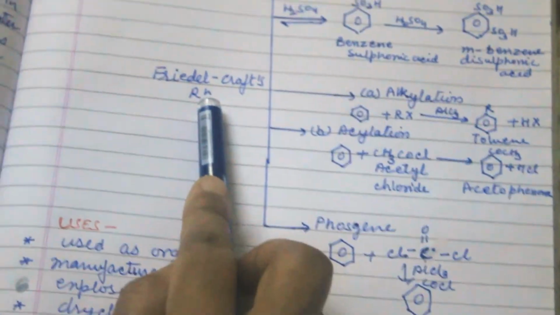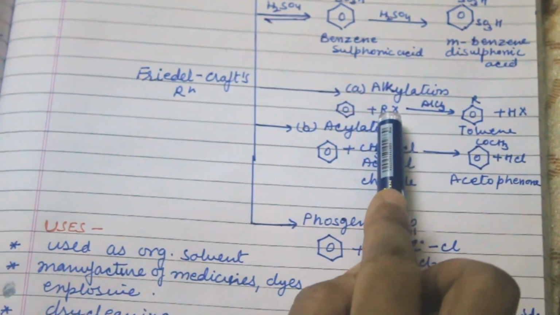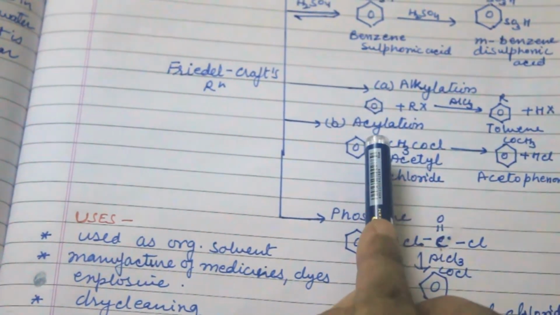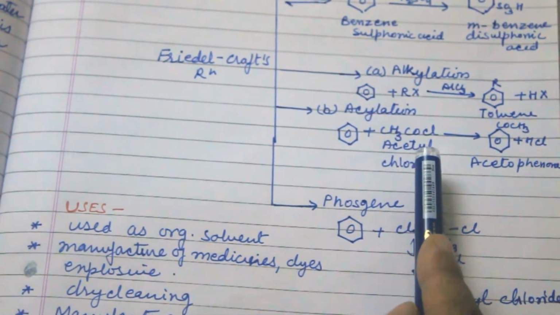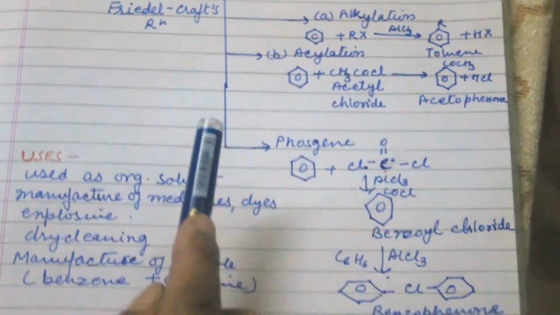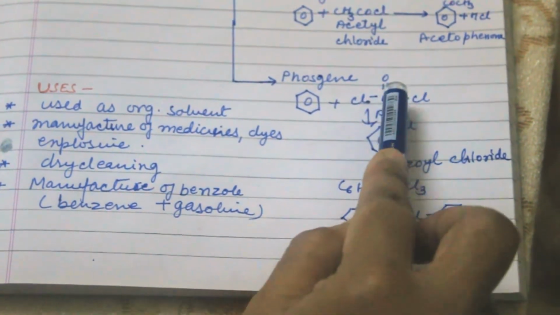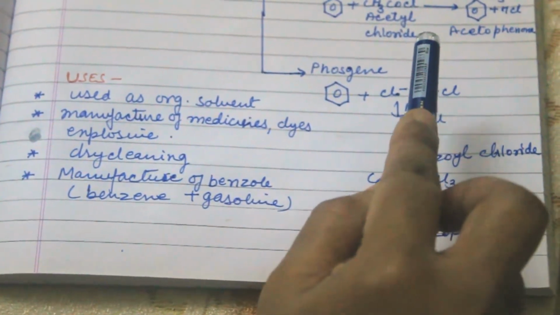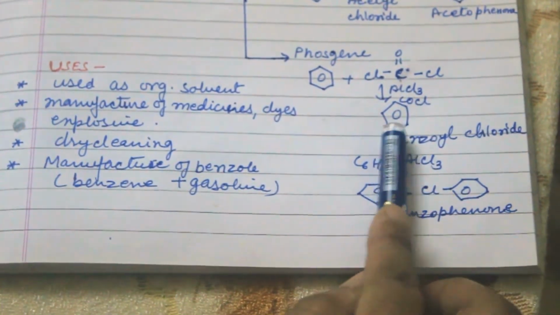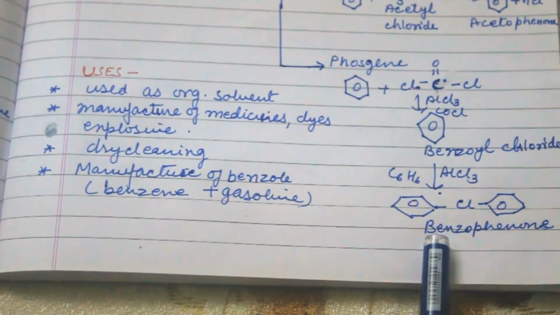Friedel-Crafts reaction is a naming reaction. It is of two types, alkylation and acylation. When it is treated with RX, that is a halide, in the presence of AlCl3, it forms toluene. And acylation, when benzene reacts with acetyl chloride, it forms acetophenone. Now phosgene, this is the formula of phosgene, ClCOCl. When phosgene reacts with benzene in the presence of AlCl3, it forms benzoyl chloride. When it again reacts with benzene and AlCl3, it forms benzophenone.